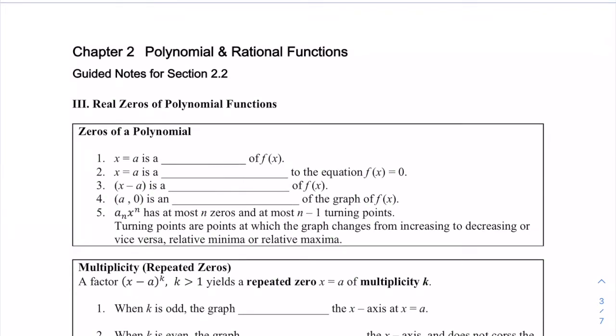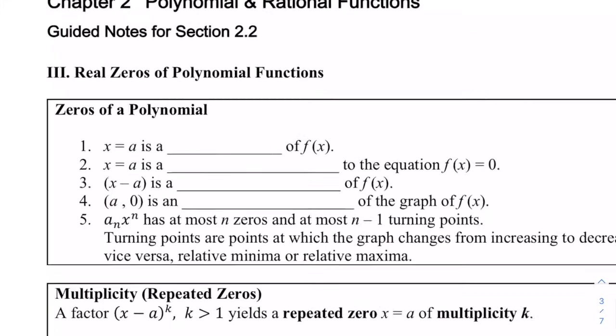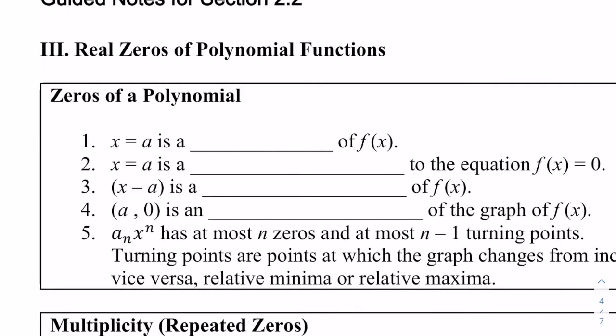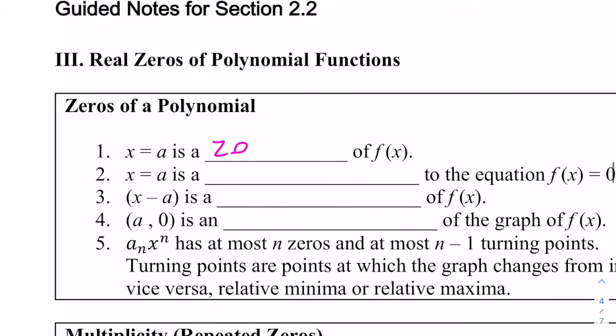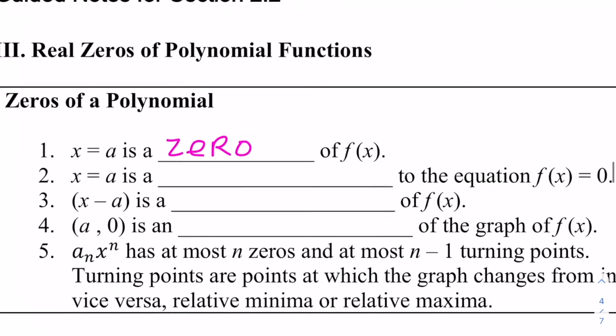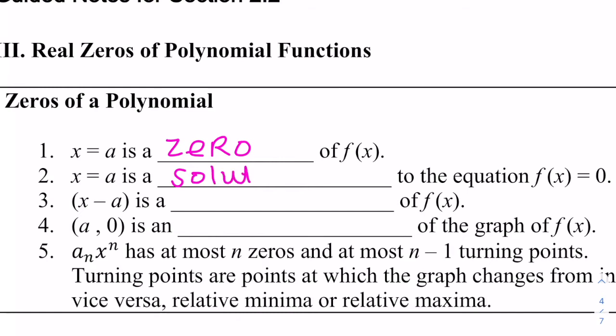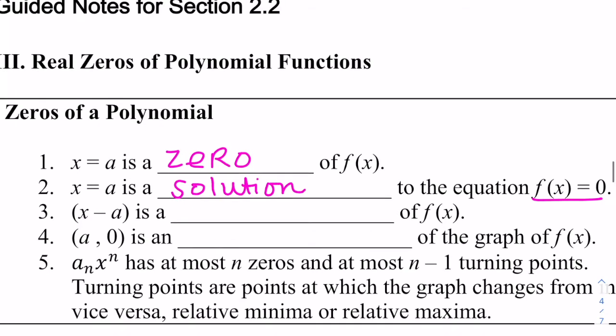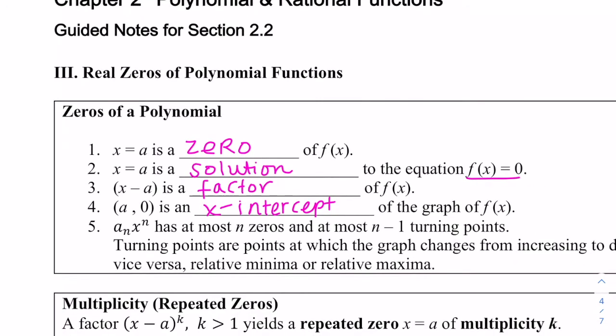Now let's look at some vocabulary, because you guys have worked with these a lot already. When we look at zeros, we can say x equals a is a zero of f of x. When we set the equation equal to 0, we could say this is a solution. Remember, that's when f of x equals 0. x minus a would be a factor of f of x. And (a, 0), which is an ordered pair, would be an x-intercept. Even though they all mean the same thing, looking at a graph, we can say them a little bit differently based on how they're written.